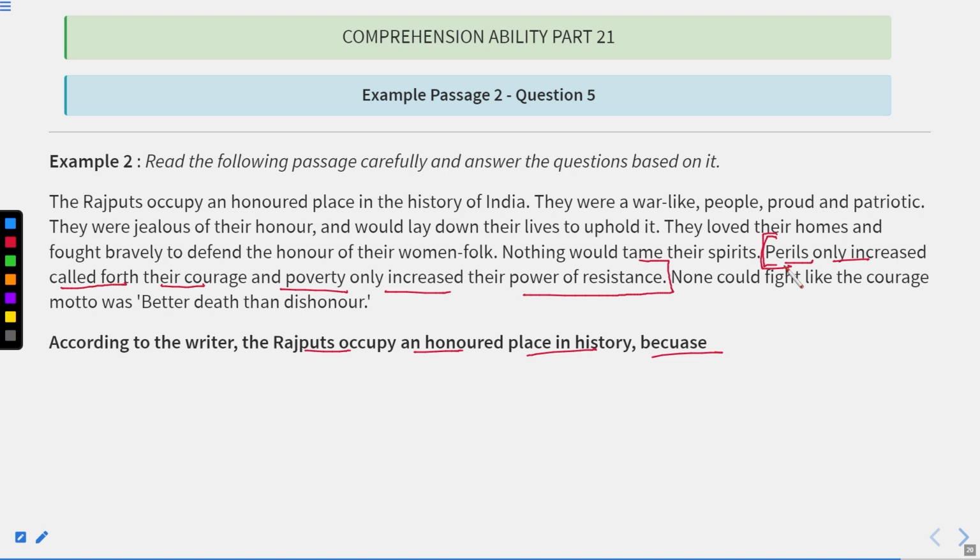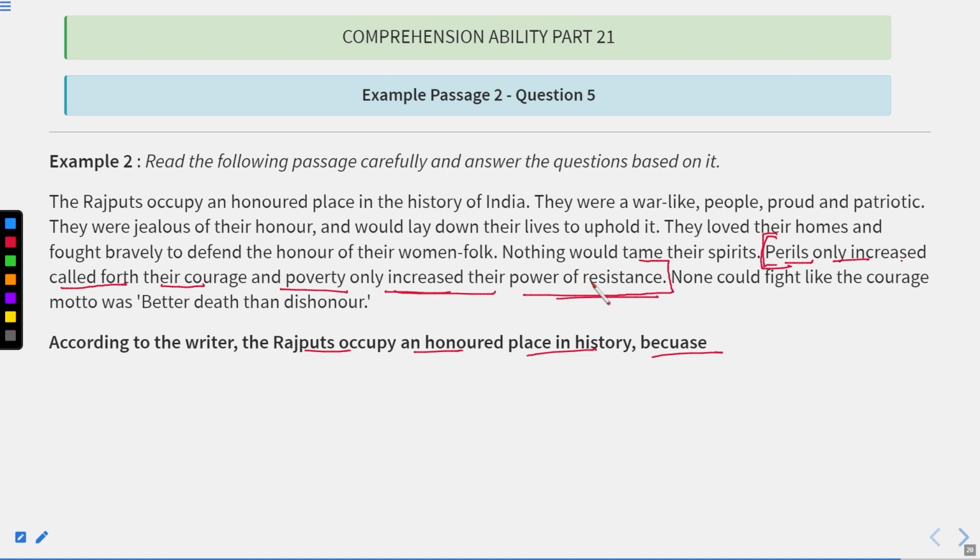In that case, if you have been asked about the meaning or the opposite of that particular word, you should analyze the word with the help of the passage only, with the context of the passage only, and after that you will be able to analyze the meaning or the opposite of that particular word very easily. Here it is written, perils only increased, called forth their courage, and poverty only increased their power of resistance.